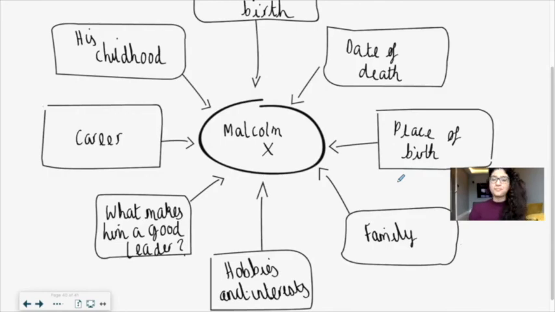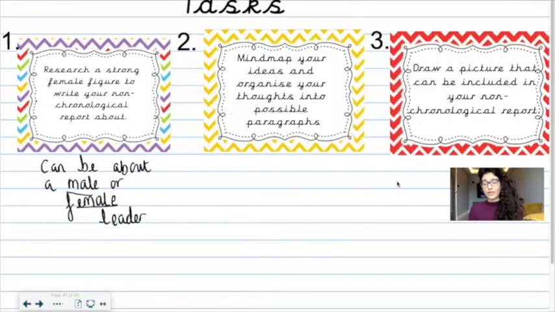So that is a nice way of structuring your ideas, because then when you get to writing your non-chronological report, all you'd have to really do is look back at your mind map and see the notes that you've made, because they will be so nicely organized. You won't be stressed out trying to figure out what you've written where and where you want to write certain ideas. It will all be nicely laid out for you from the start.